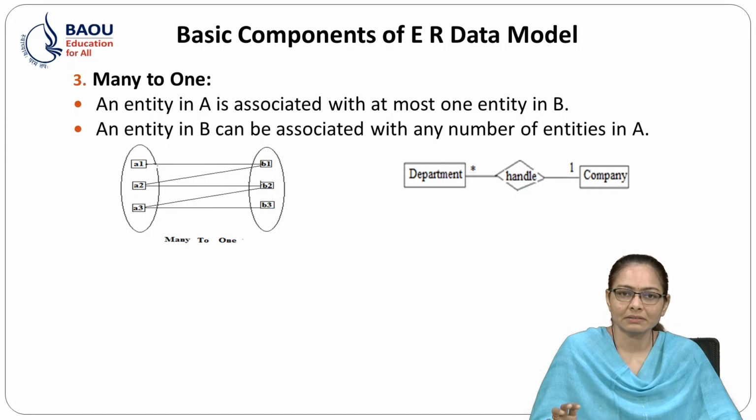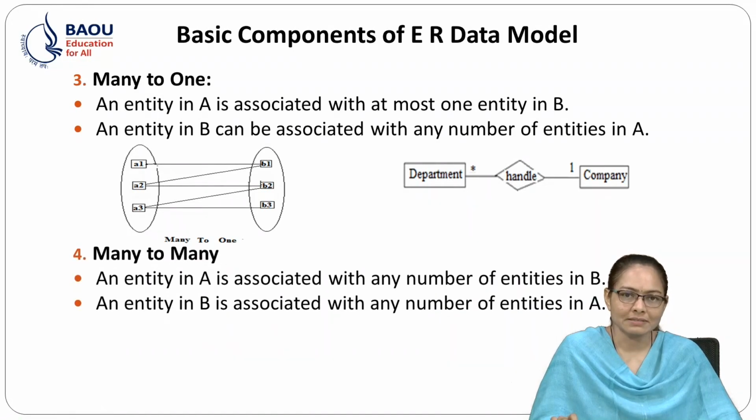See in the figure, one is described by one and many is described by the star. So, star describes many relationship. So, it is many to one relationship.